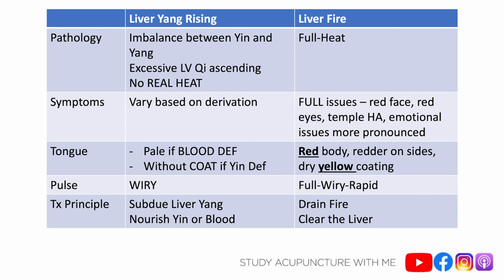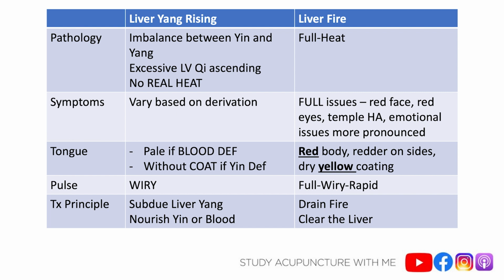On this table, we have liver yang rising on the left, and then we have liver fire on the right. With liver yang rising, again, it derives from a deficiency. So it's a deficiency that's causing the excess. It's an imbalance between yin and yang, and that imbalance is what allows the yang to rise up. So that's why it's a full/empty condition, and that's why you don't really see real heat. You just see yang rising manifestations.